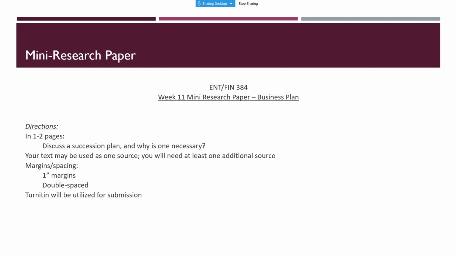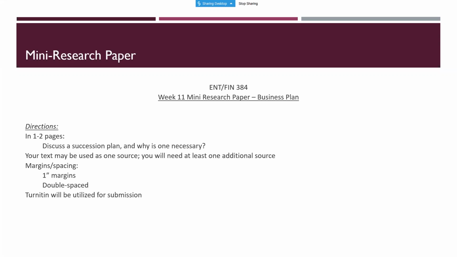So basically, we just discuss what a succession plan is, why it is necessary. Maybe if you find an example of places where there was not a succession plan, where a business went awry because of that, it might be a good thing to include. So the text can be used as one source, one additional source.